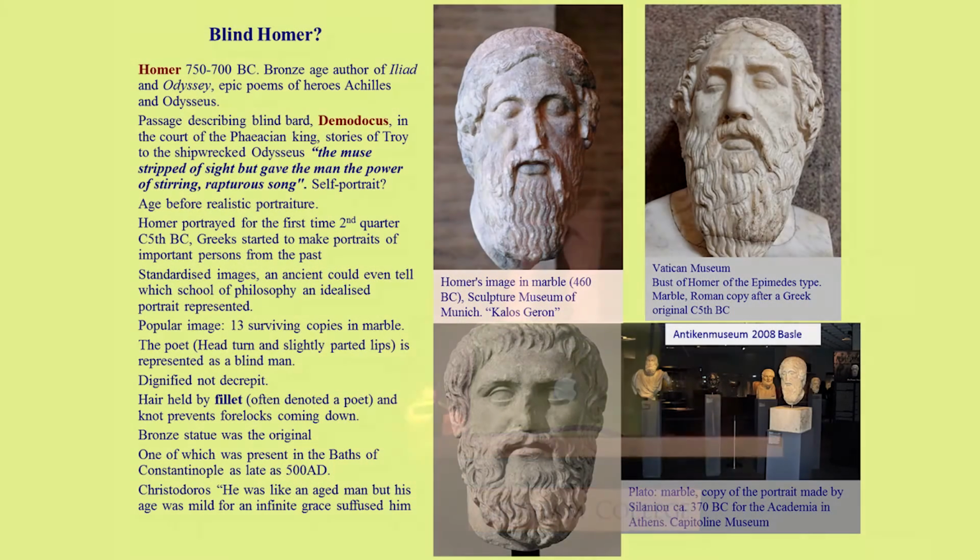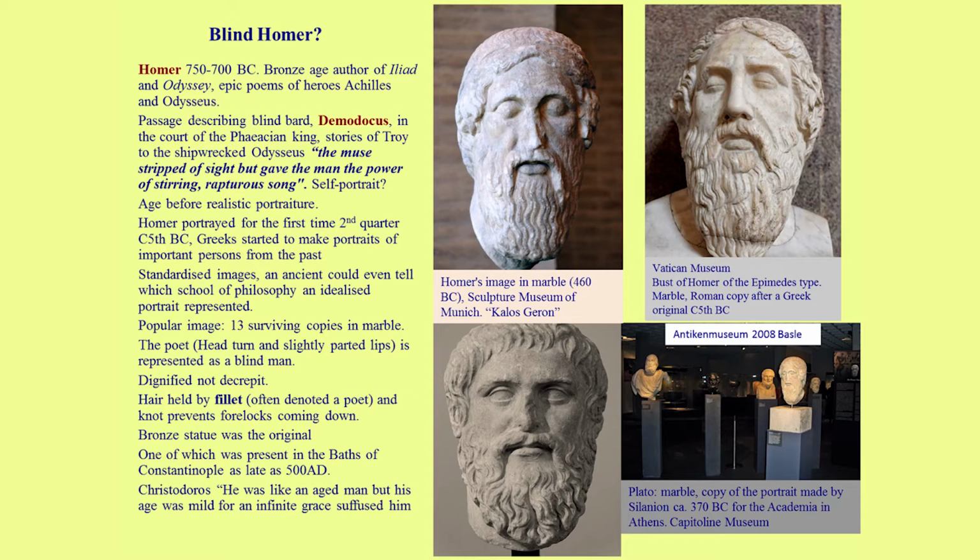But nevertheless, in ancient Greece, we have some evidence of blindness. In Homer's poem, he describes the blind poet Demodocus in the court of the Phaeacian king, telling his stories of Troy. The muse stripped him of sight, but gave the man the power of stirring rapturous song. From that, some people believed that Homer himself was blind, and this was a self-portrait.